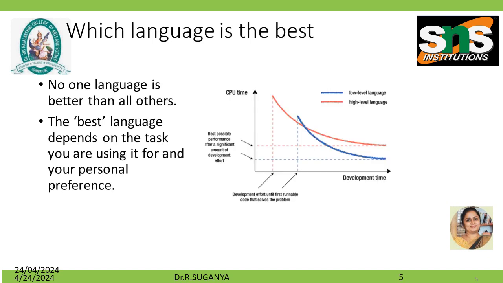Which language is best? No language is better than all others. The best language depends on the task that we are using it for and on personal preferences. Say, for example, we have the CPU time for low level languages, and for high level languages we have some different CPU time. The development time also varies, depending upon our software.